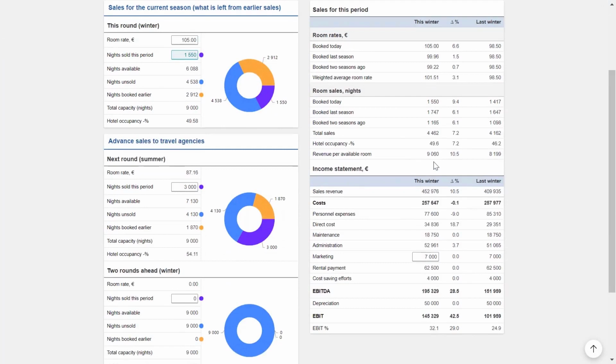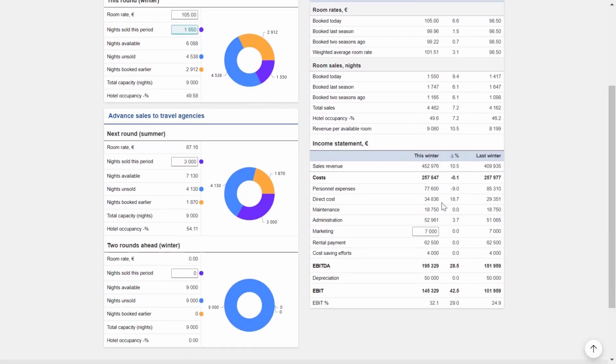Then when I scroll down, I'm able to see what kind of profitability I'm expecting. Again, on the right hand side, I can see exactly what my result was in the previous winter, and now for this winter I can see my budget or my pro forma statement, which shows that okay, the profitability is on the increase if my sales estimations are correct.